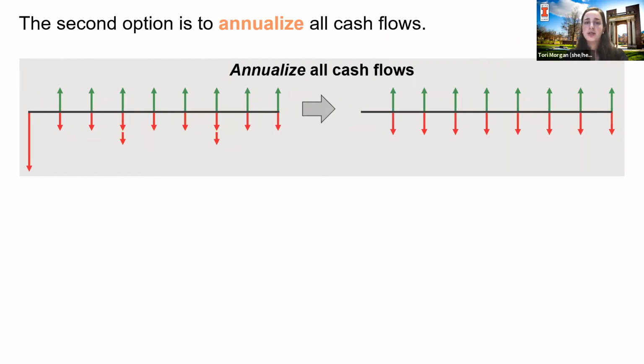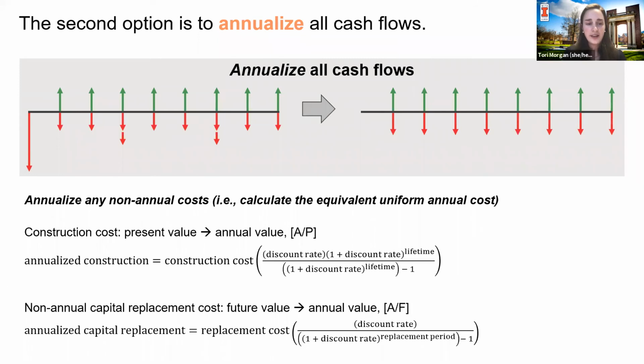Another option is to annualize all cash flows. By doing this, you have uniform annualized cash flows. Next slide. So you analyze any non-annual cost and calculate the equivalent uniform annual cost. The construction cost is going to be converted from present value to annual value. The annualized construction is very similar to present worth, but is construction cost times the discount rate, and you incorporate the lifetime into that equation.